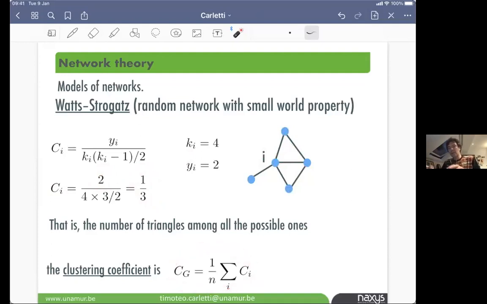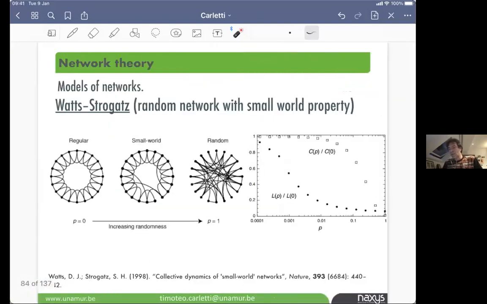With these 2 ideas of length and clustering, Watts-Strogatz define this network. The idea is the following. You have 1 parameter, so 1 knob that you turn from p equal to 0 to p equal to 1. At the beginning, you have a regular network, so a lattice. Here I have an example which is a ring, where each node is connected to the first neighborhood, to the second one, and the third one.